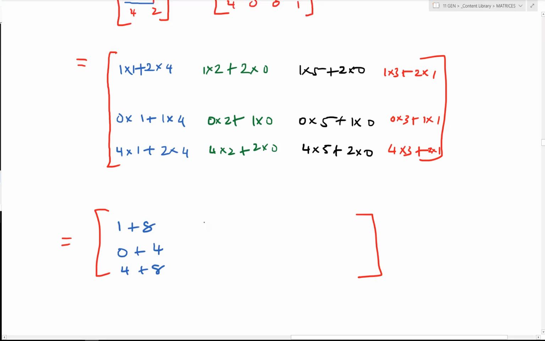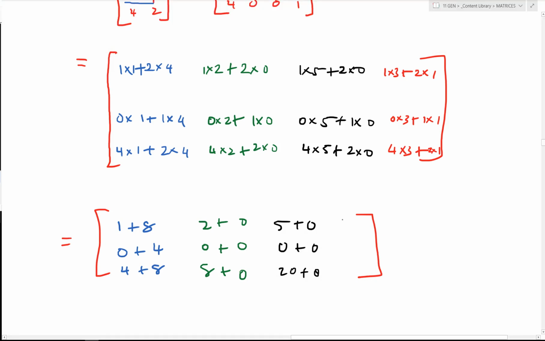Okay, 1 by 2 is 2. 2 by 0 is 0. 0 by 2 is 0, plus 1 by 0 is 0. 4 by 2 is 8, plus 2 by 0 is 0. 1 by 5 is 5, plus 2 by 0 is 0. 0 by 5 is 0. 1 and 0 make 0. 4 by 5 is 20. 2 by 0 is 0.